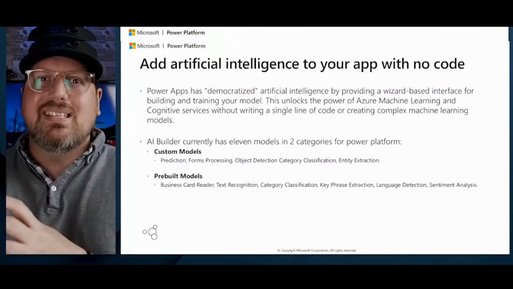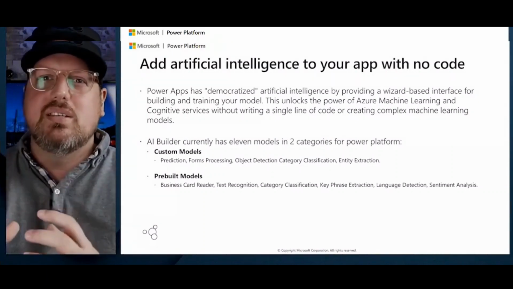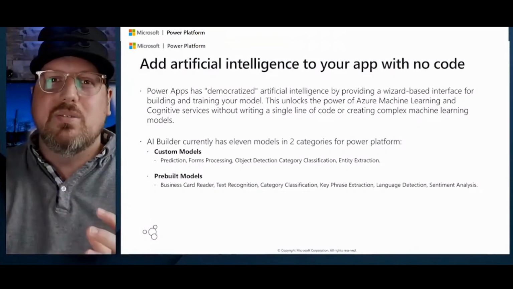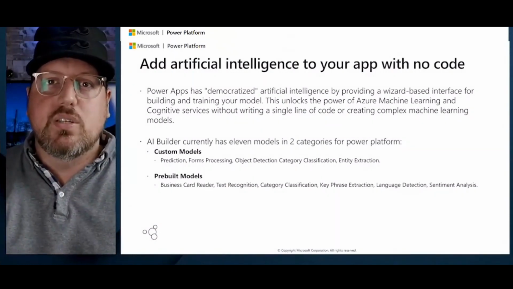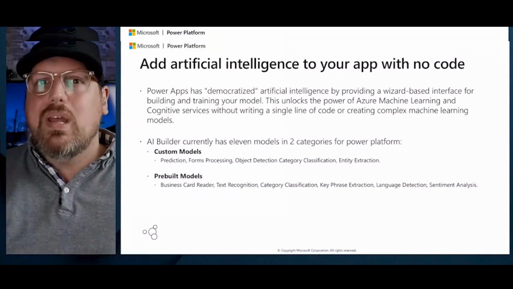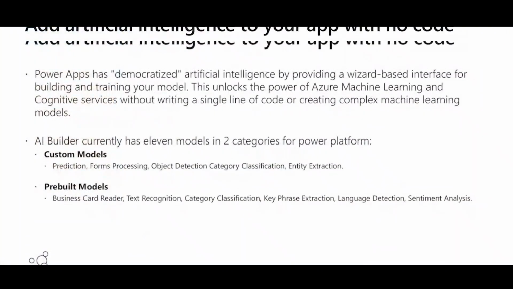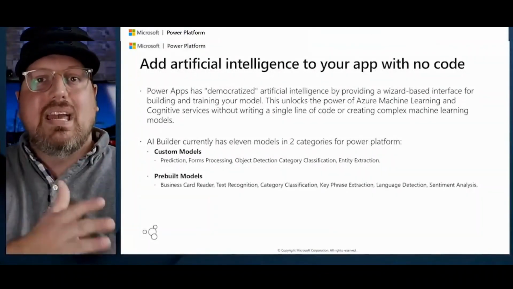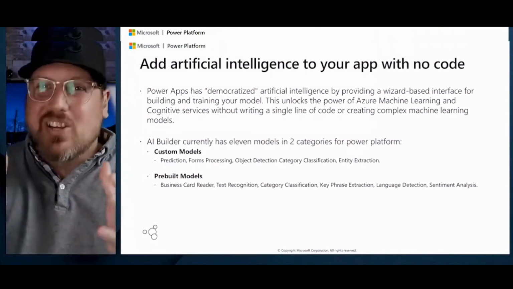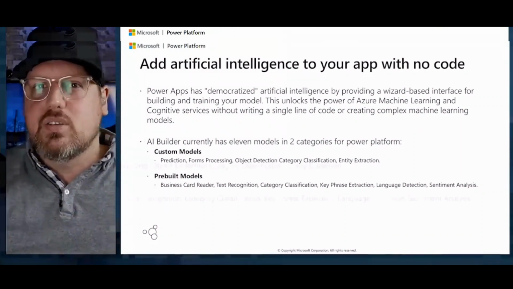So AI Builder is a software-as-a-service, low-code citizen developer version of what you can do with other options on Azure Cognitive Services and machine learning. So far, we have 11 different models in 2 categories of AI Builder. You can build custom models that will allow you to do predictions, forms processing, object detection, category classification, and entity extraction. All of those models will give you lots of flexibility to tailor to your needs, but without the complexity of doing this in Azure Cognitive Services.